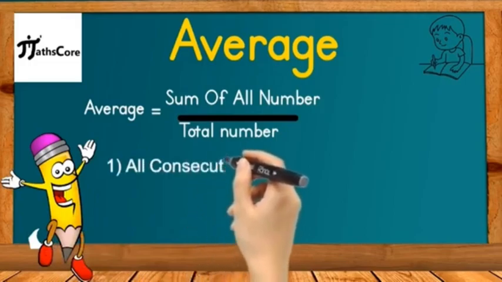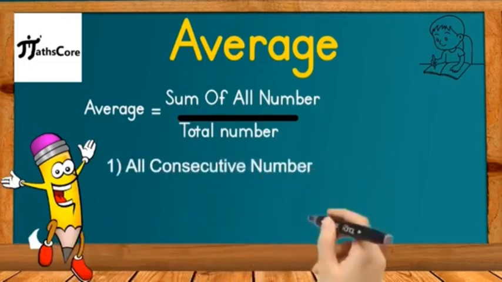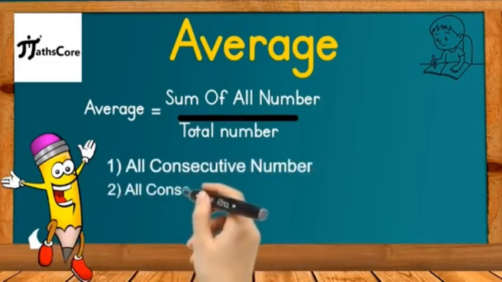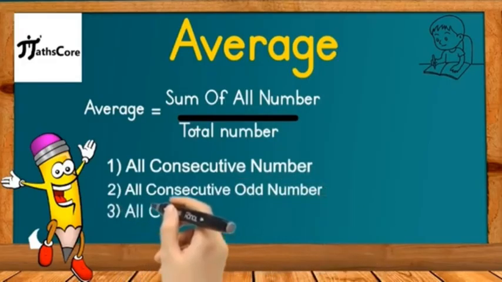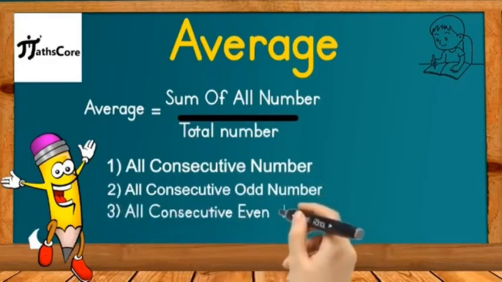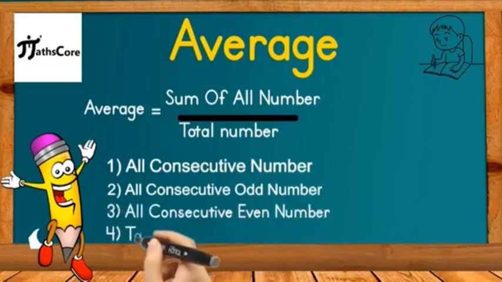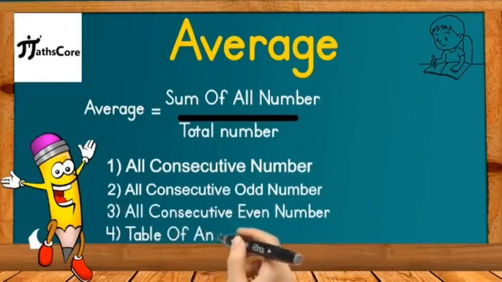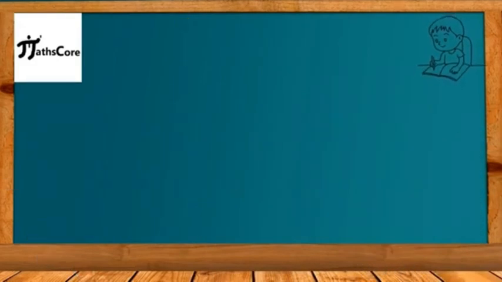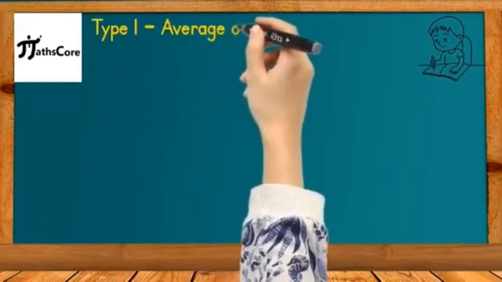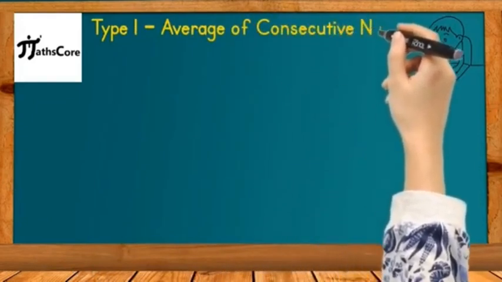So, first type is average of all consecutive numbers. Second is average of all consecutive odd numbers. Third is average of all consecutive even numbers, and fourth is average of the table of any number. So let's start it. Let us solve the first example on type 1, that is average of consecutive numbers.